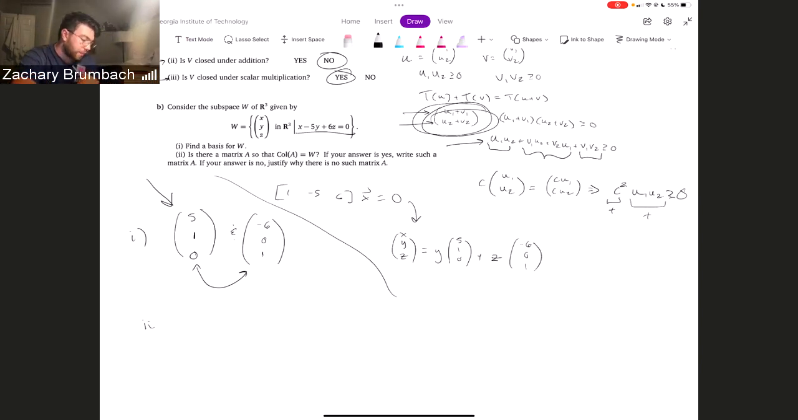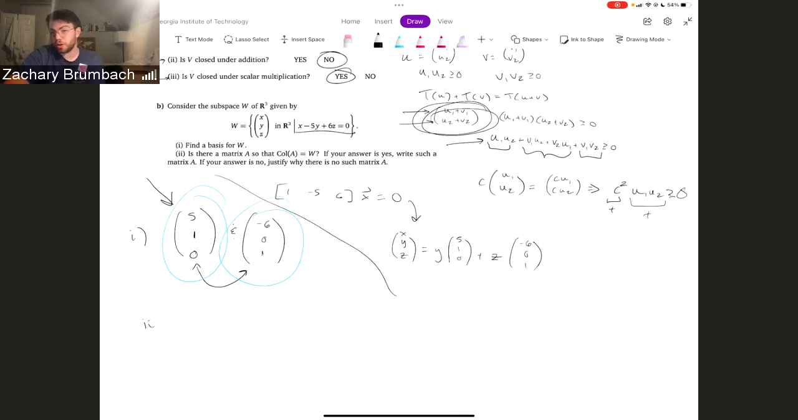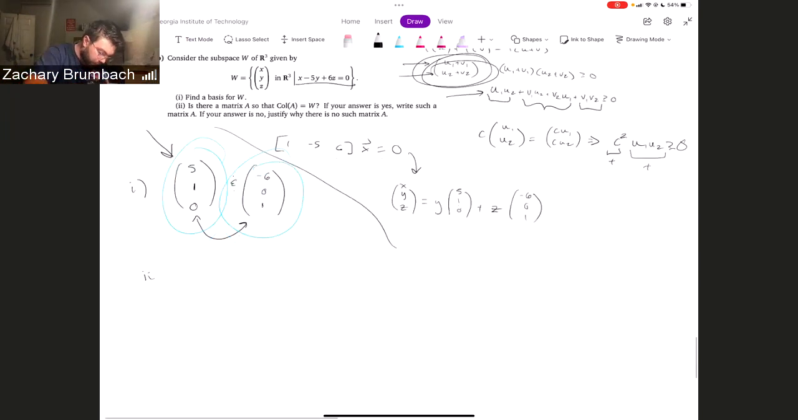And then II. Is there a matrix A such that the column space of A is equal to W? Okay. This is where it gets a little tricky. You have to think about this a little bit more carefully. So the basis of W is these two vectors. That's the basis. Now we're asking, can we have a column space constructed from those two vectors? Sure we can. Let's just make A have columns (5, 1, 0) and (-6, 0, 1). In this case, now we have our column space being constructed with those two vectors.